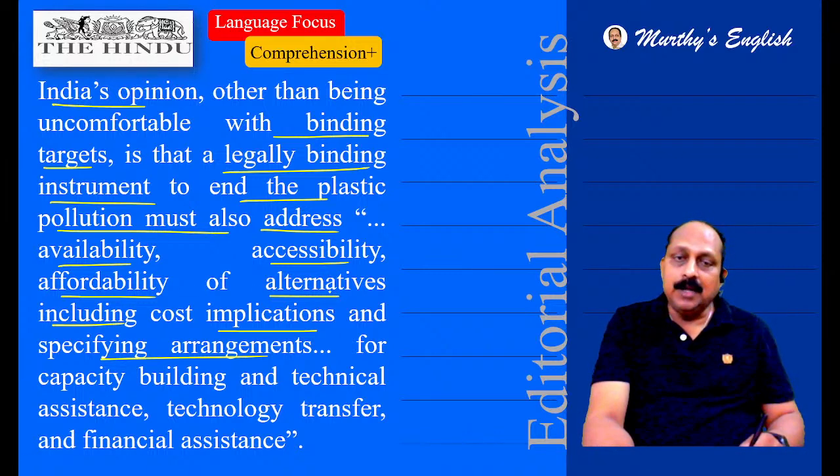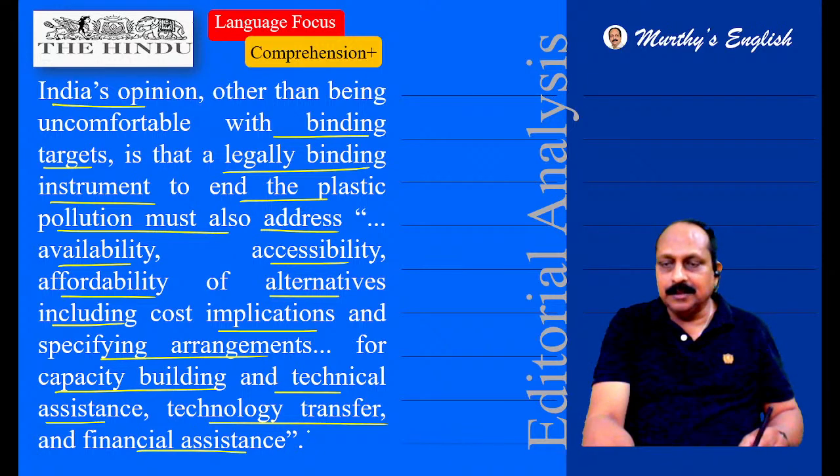We have to look for or invest in alternatives. Affordability of alternatives, that is also very important. Accessibility, availability, affordability of alternatives, including cost implications and specifying arrangements. For what? For capacity building and technical assistance, technology transfer, and financial assistance. Some countries have all these. They have to transfer them for capacity building and technical assistance, technology transfer, and financial assistance.